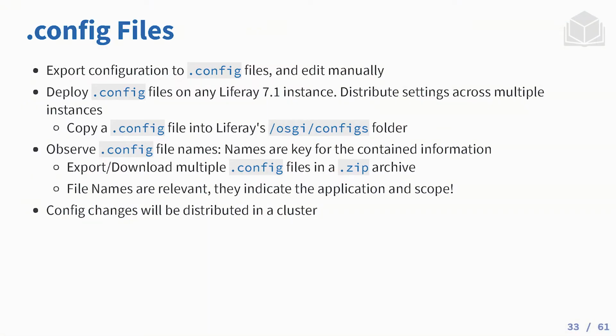Continuing on the config files, you can deploy them in any instance of the same version. You can distribute the settings through many instances, for example, through copying a config file into Liferay's OSGi configs folder. Now, this is a folder that I believe our image has already extracted into a volume, so it is persistent. If it isn't, you might want to do so, because then you can actually configure the running system through that volume, and it will be persistent.